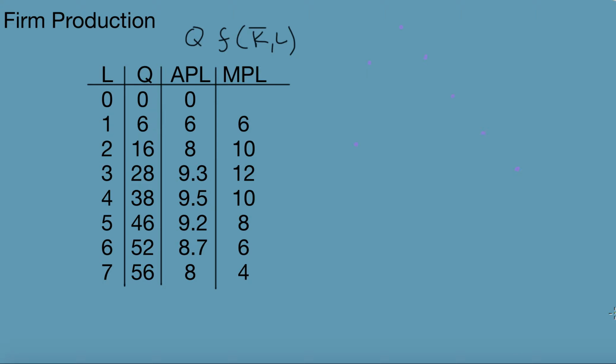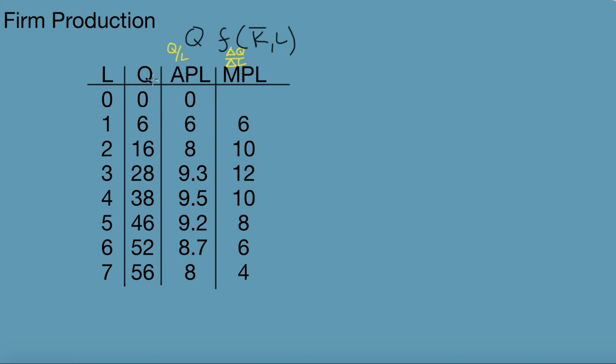In this video, we're going to take a look at the average product of labor and the marginal product of labor. So the average product of labor means that we're just looking at the amount that was produced and dividing it through by the number of workers. So the average product of labor is simply quantity divided by labor. And the marginal product of labor means that we're going to look at the change in quantity divided by the change in labor.